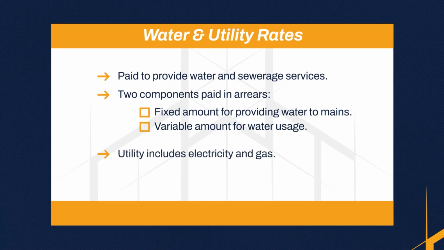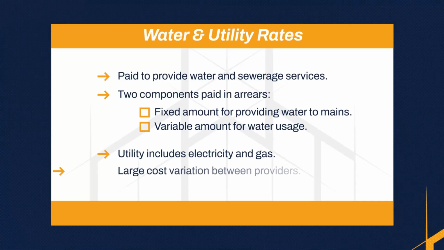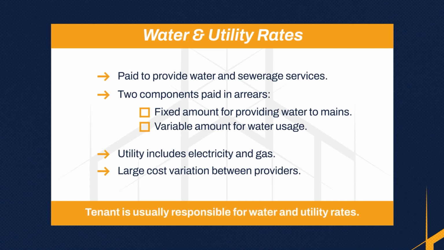Utility rates include electricity and gas, and they're usually separately metered. If the building has common areas that require electricity for lighting, a communal driveway for example, the strata manager will have a separate contract with the electricity provider. These fees are usually passed on to the tenant through the body corporate. There can be quite a cost variation among utility companies, so it's best to shop around. Most will offer a discount if you sign a longer agreement too. The tenant is usually responsible for the water and utility rates.